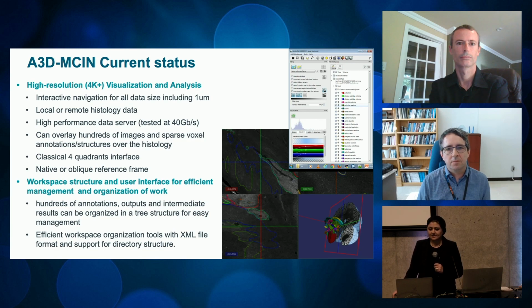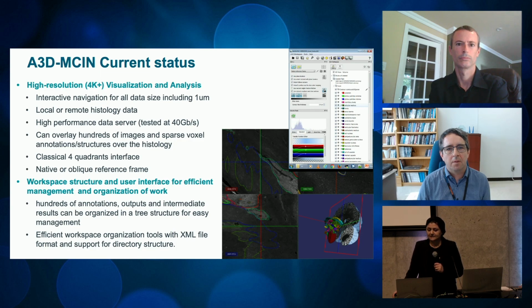A3D MScene is a high-resolution visualization and analysis software which makes it possible to interactively navigate data of all sizes, including 1 micron. The data can be used locally or remotely, and it provides a high-performance data server, and it makes it possible to overlay hundreds of images and sparse voxel annotations and structures and surfaces over the histology. I will show some examples of this later.